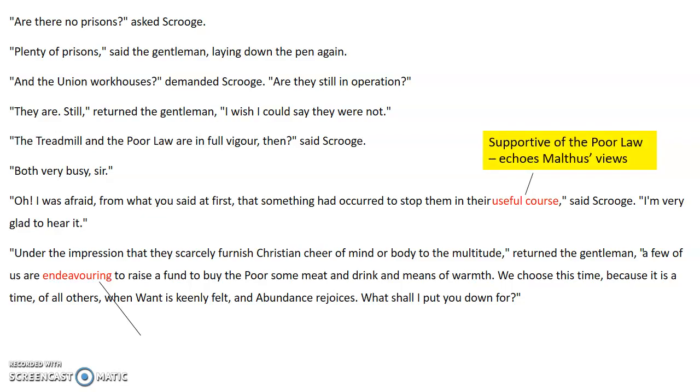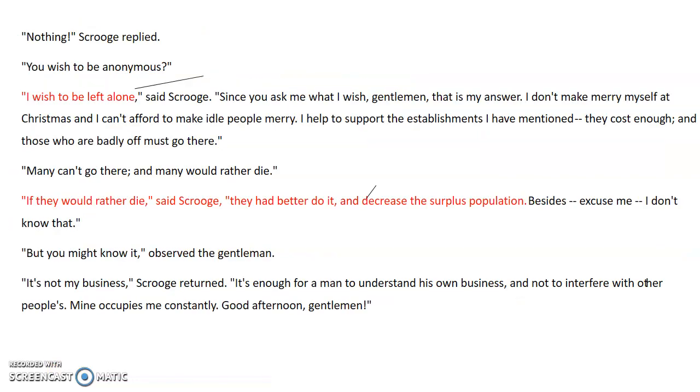Now, endeavouring, for those of you that are wanting to push yourself, endeavouring, if you remember, was the word that Dickens used in the preface. So this is representing the fact that the portly gentlemen are like Dickens, they want to help the poor. And making these links between individual words throughout the text will really show the examiners your thorough understanding of the plot and the techniques used. So that's a good word to remember.